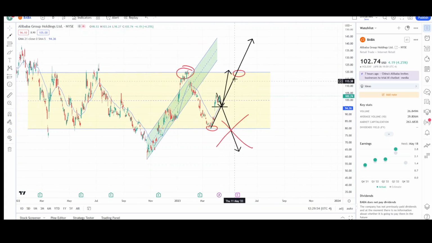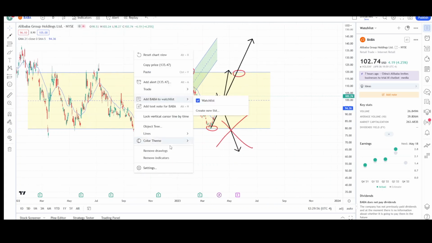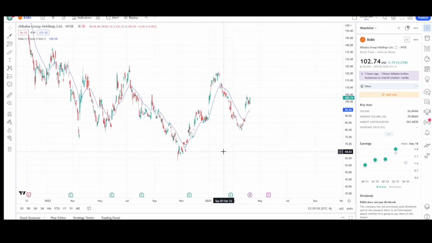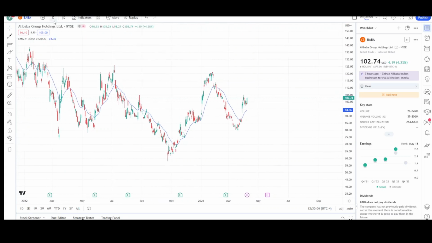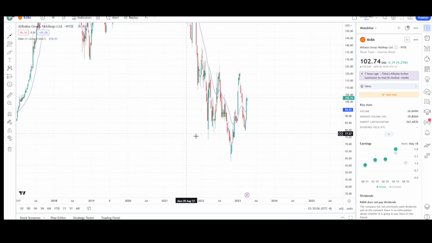So it looks like prices do want to go higher. Again, not guaranteed. That's why I give you guys an update every week to see what has changed. But this is probably most likely to occur. So that's everything I have on the daily chart. Now let's take a look at the weekly.